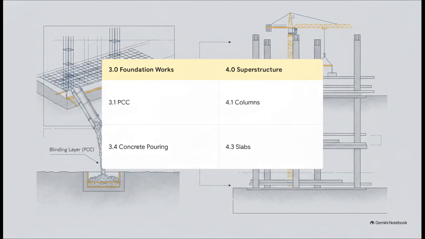Continuing downward, we hit the heavy civil work. 3.0 foundation works isn't just one giant task. We split it into layers. You have 3.1 plain cement concrete, basically the blinding layer, and 3.4 concrete pouring. Once we're finally out of the ground, 4.0 superstructure takes over, branching neatly into 4.1 columns, 4.3 slabs, and so on. Every single structural milestone is isolated here, so it can be accurately resourced later on.